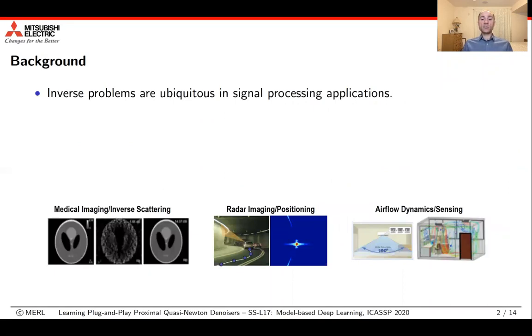And today's problem deals with developing algorithmic solutions for general inverse problems. Now, inverse problems are ubiquitous in a variety of signal processing applications. Of these, I'm going to mention, for example, inverse scattering, which is the task of estimating the scattering potential of an object by observing the scattered wave fields that are measured at sensors outside of that object.